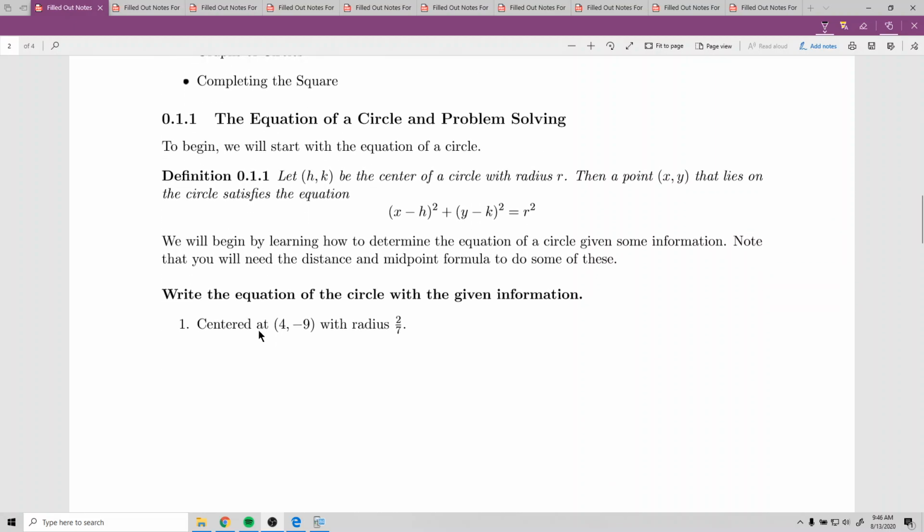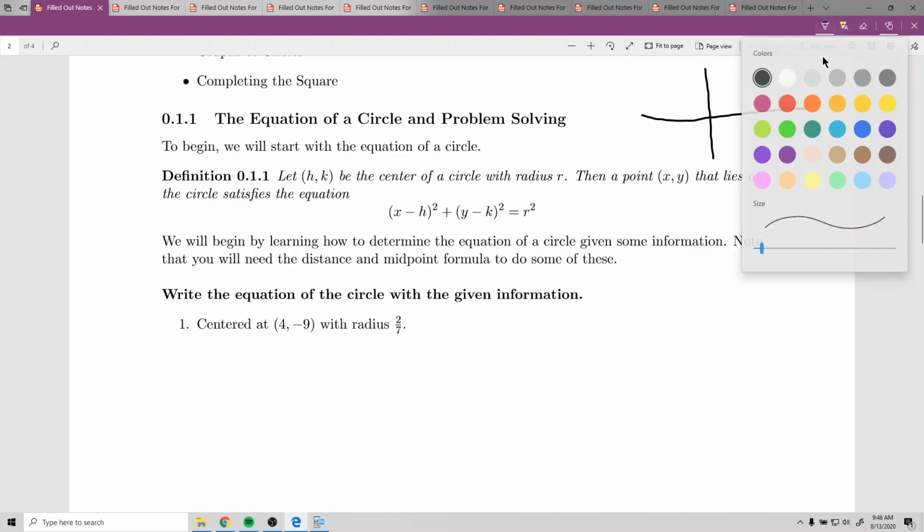Right, so the equation of a circle, to begin, we will start with the equation of a circle. Let h comma k be the center of a circle with radius r. Then a point x y that lies on the circle satisfies the equation (x minus h) squared plus (y minus k) squared equals r squared. So what I want to do is just draw a picture of a circle to explain the formula for a second.